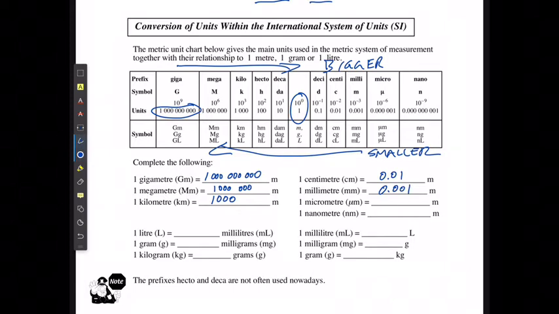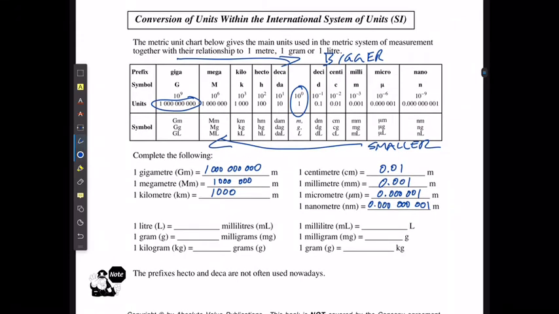A micrometer is going to be 0.000001. And a nano is 0.000000001. Now, remember, this is just the placeholder because it doesn't actually say which of the metric units we're using. So we did those in terms of meters.